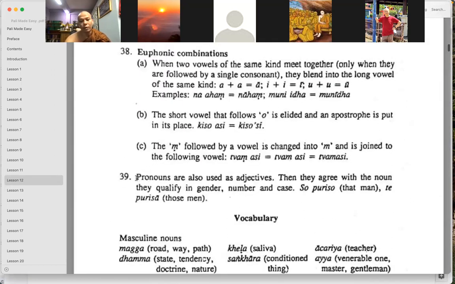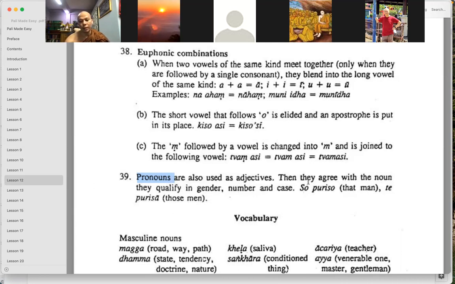If you don't have a question, the last information in the book is pronouns. Those pronouns are not studied yet in detail; maybe in lesson 25 or 27 of the PME Easy, they are widely explained. But here, personal pronouns we have already learned: so, he; te, they; tvam, you singular; tumhe, you plural; aham, I; mayam, we. Even though we call them pronouns in Pali, they can also be used as adjectives, so we call them pronominal adjectives.